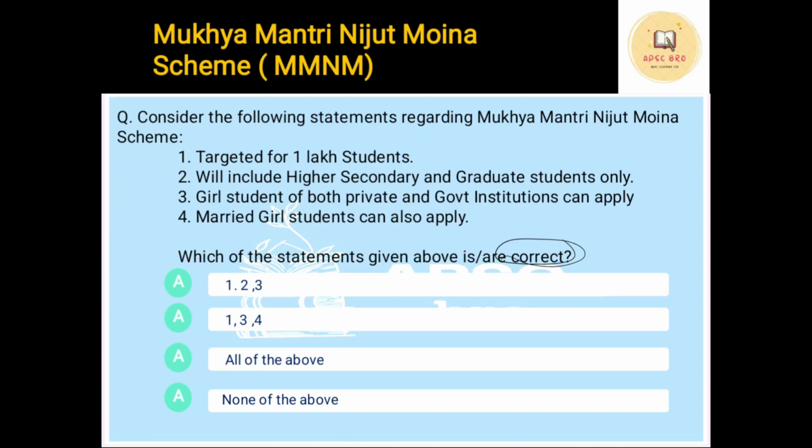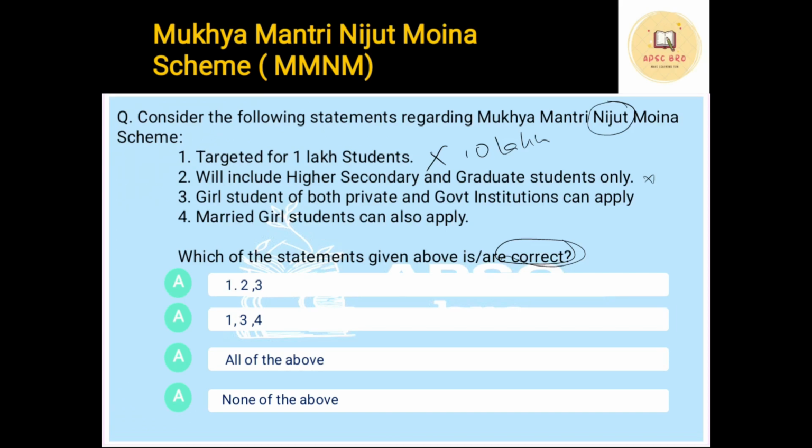So let us go statement by statement. First statement, targeted for 1 lakh students. This is wrong because it is targeted at 10 lakh students. See, the name itself, Nijut Moina: Nijut in Assamese means 10 lakhs. Second, it will include higher secondary and graduate students only. This is again wrong because it will also include postgraduate girl students.